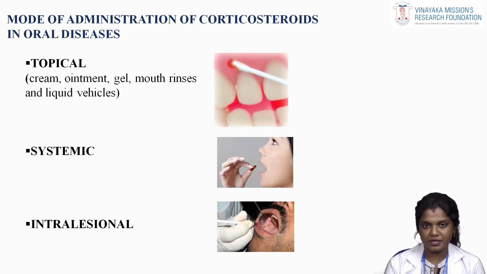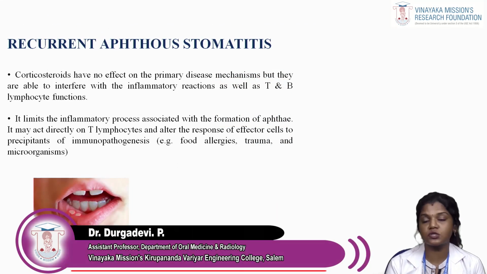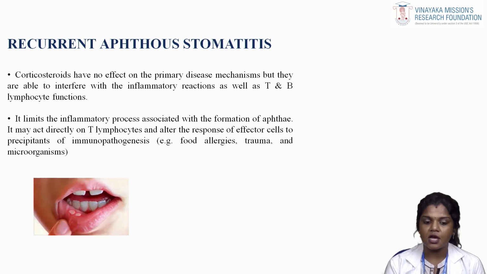These are the modes of administration of corticosteroids in oral diseases. It can be applied topically in the form of cream, ointment, gel, mouth rinses and liquid vehicles. It can be given systemically and it can also be given intralesionally. Now we'll see the application of corticosteroids in individual oral diseases. First comes recurrent aphthous stomatitis.